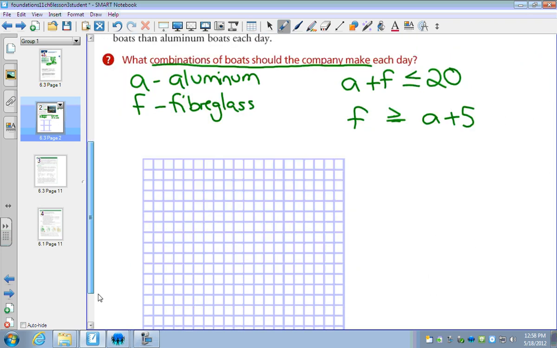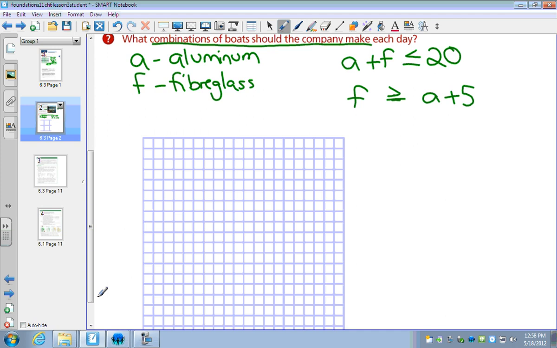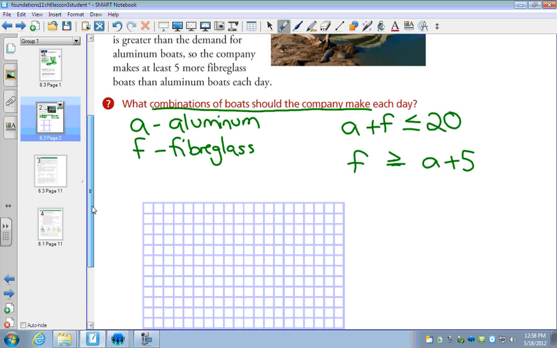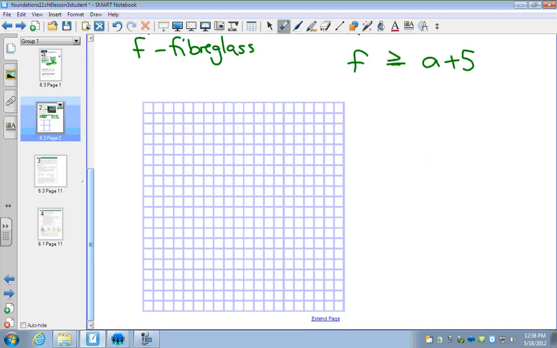So what we need to do is graph these. Okay, so I have aluminum boats and I have fiberglass boats. So I'm going to let my X be aluminum and this be fiberglass. So I have to put it in a form that I can graph. And I just want you to think about this for a second. Can I make -2 boats? No, I'm only going to deal with positive numbers of boats.